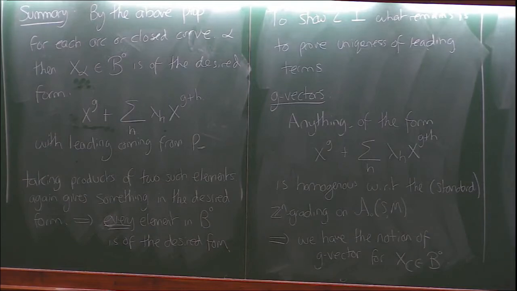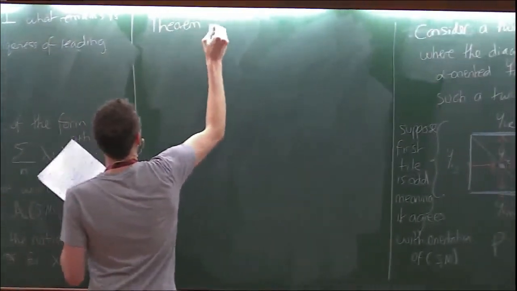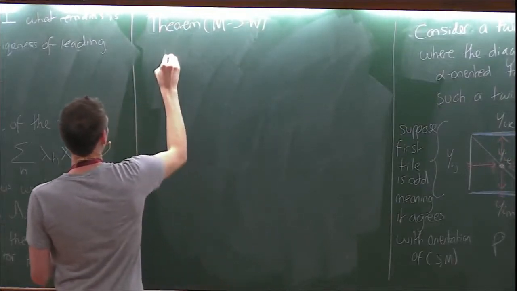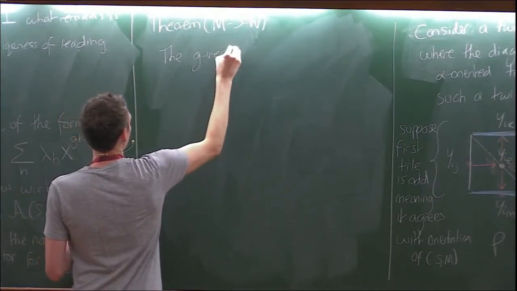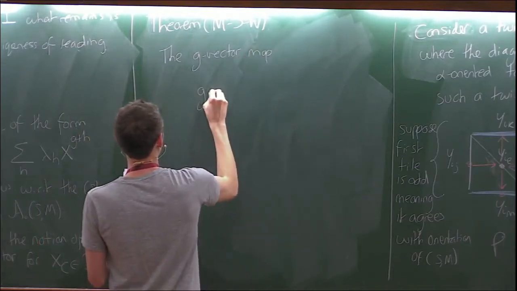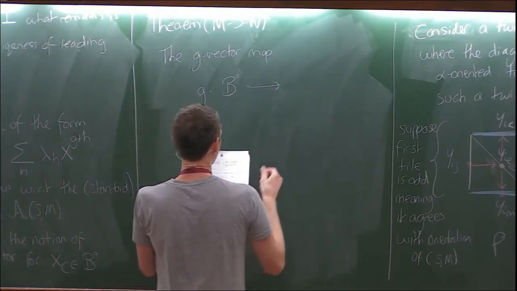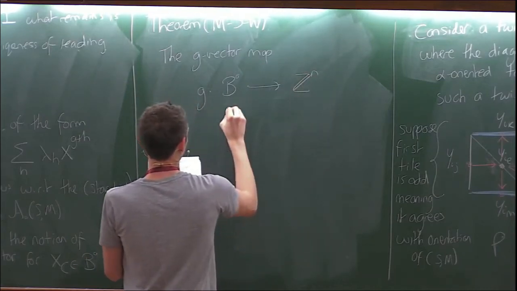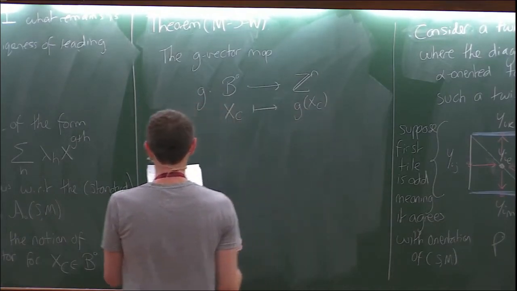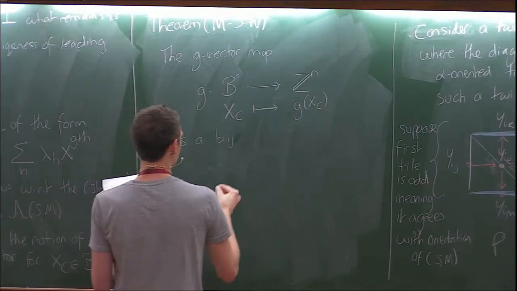So this uniqueness is going to follow from the following theorem, again of Musiker, Schiffler, Williams, which says this G-vector map, which takes an element in B circ and spits out its G-vector, is a bijection between the elements in B circ and Z^n.